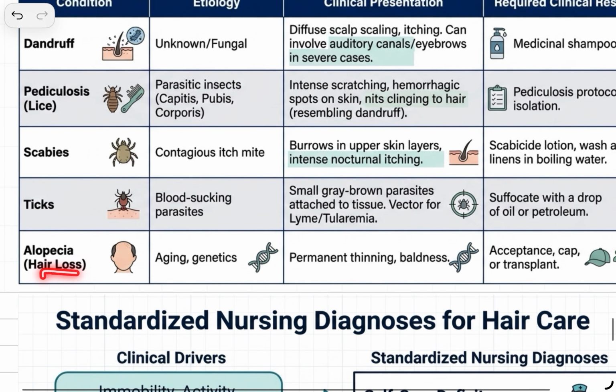Last one, alopecia. This may be due to aging or genetics. So what happens is there may be permanent thinning or permanent balding. So they have to accept their baldness, and they have to wear a cap. They can't accept it immediately, so we need to educate them to accept gradually.